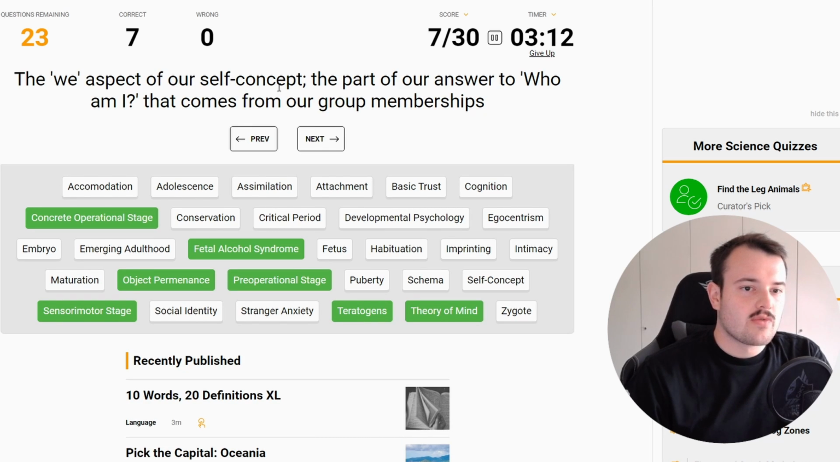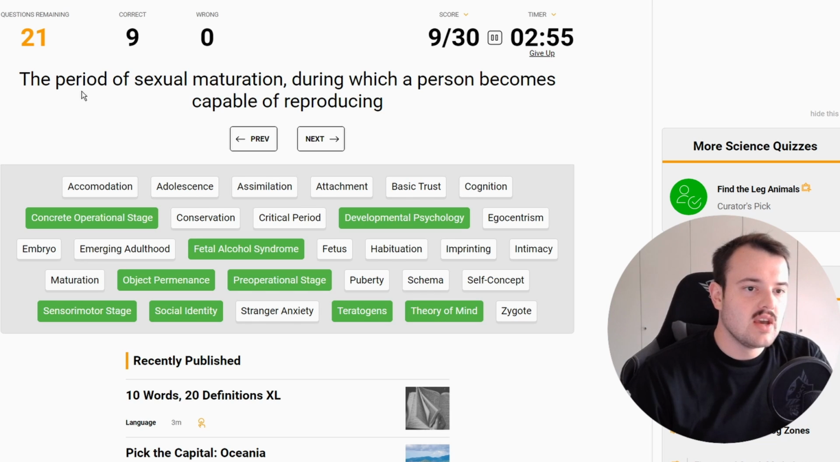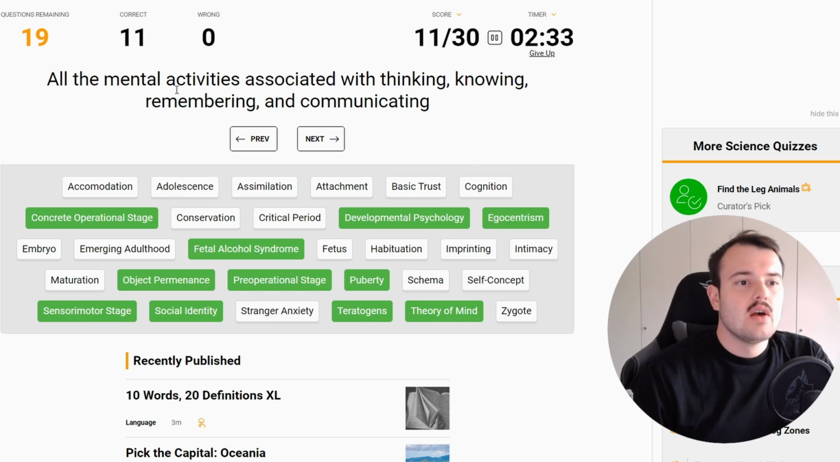The we aspect of our self-concept, the part of our answer to who am I that comes from our group memberships. Social identity. A branch of psychology that studies throughout the lifespan is developmental psychology. The period of sexual maturation during which a person becomes capable of reproducing, that's puberty. In Piaget's theory, the pre-operational child's difficulty taking another point of view. Egocentrism, probably? Hell yeah.